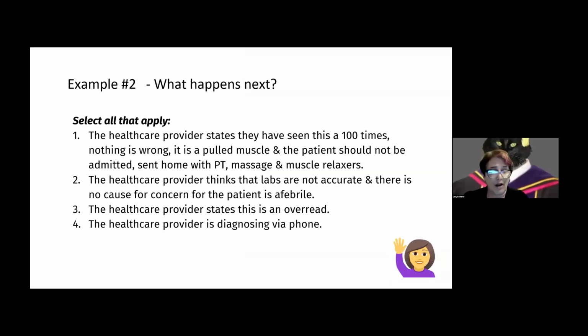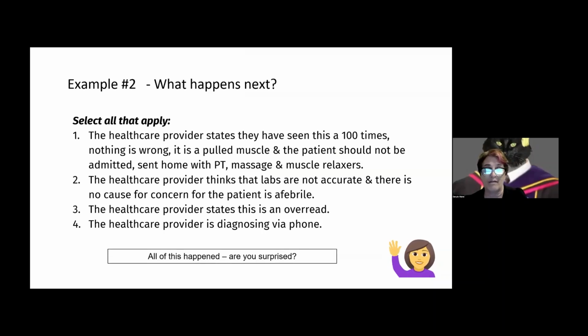Well, healthcare provider states they've seen this 100 times. Nothing's wrong. It's a pulled muscle. Send the patient home. Healthcare provider thinks the labs are not accurate. There's no cause for concern because the patient's not running a temp. This is an overread, the healthcare provider says, and the healthcare provider is diagnosing this all over the phone. Again, all of this happened. Are you surprised?